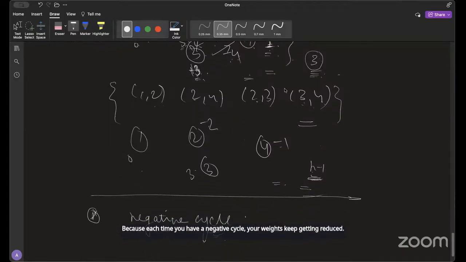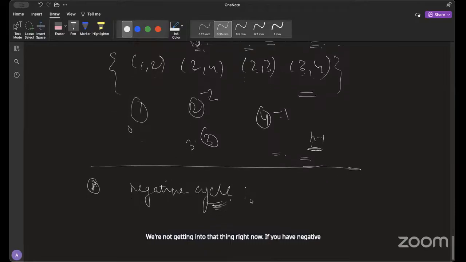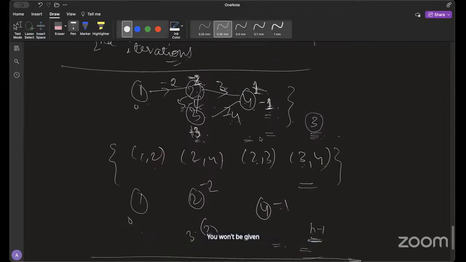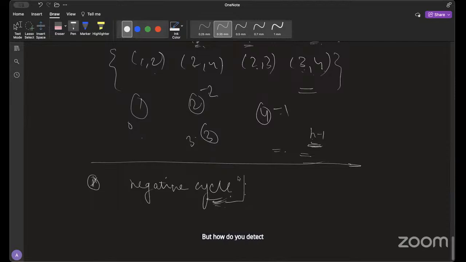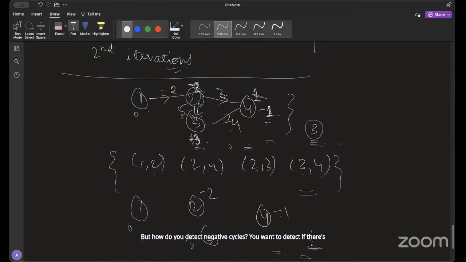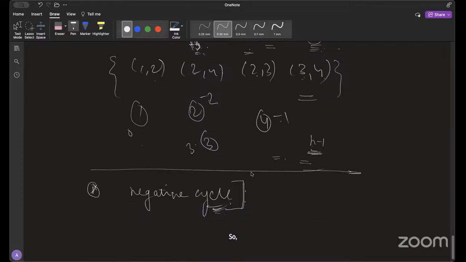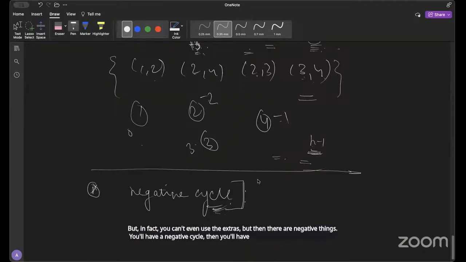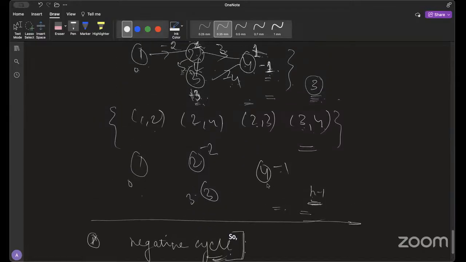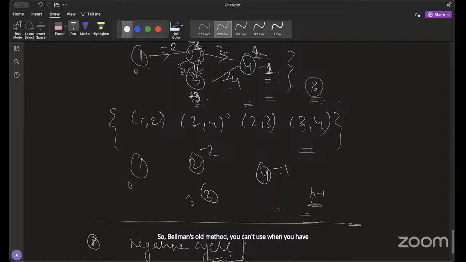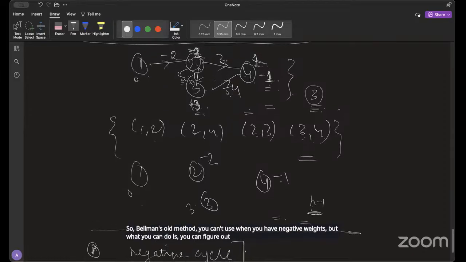We're not getting into that right now. You won't be given negative cycles. But how do you detect negative cycles? You want to detect if there's a negative cycle or not. Dijkstra's method does not help you detect a negative cycle, and in fact, you can't even use Dijkstra's method when there are negative weights. The Bellman-Ford method you also can't use to find distances when you have negative cycles. But what you can do is figure out that there is a cycle with negative weight.